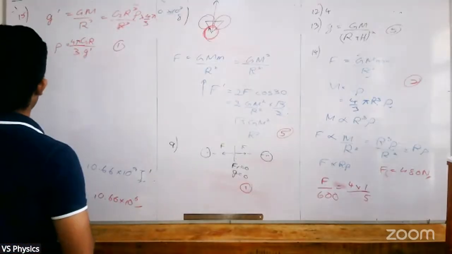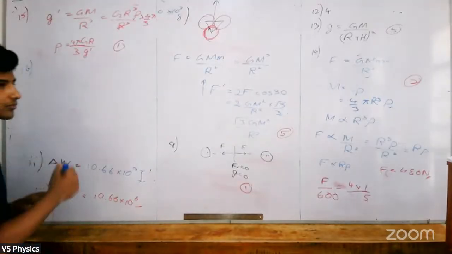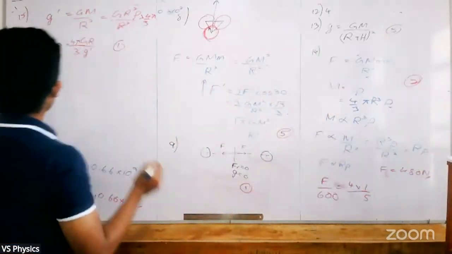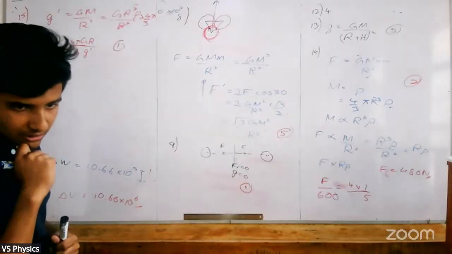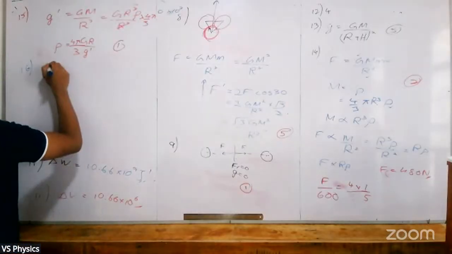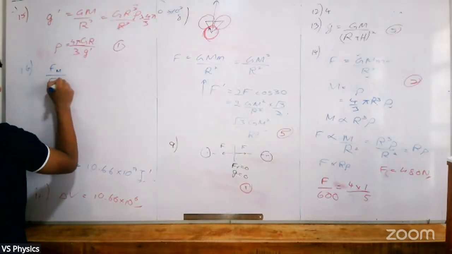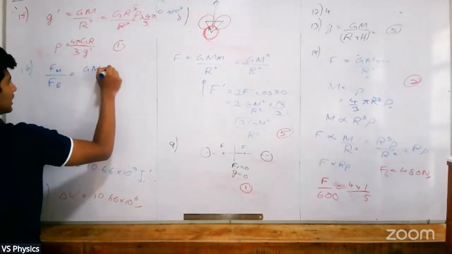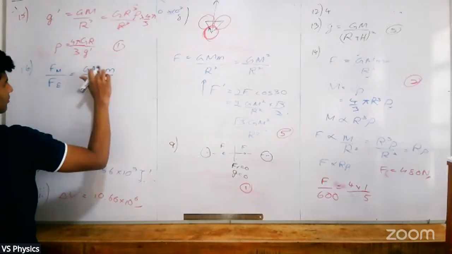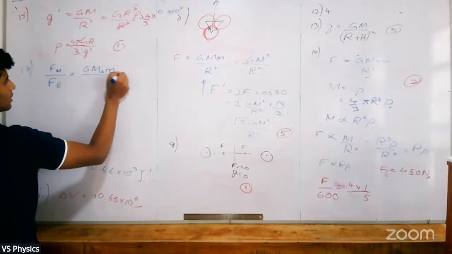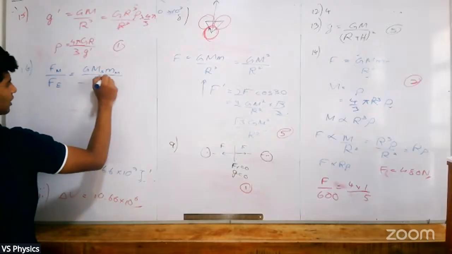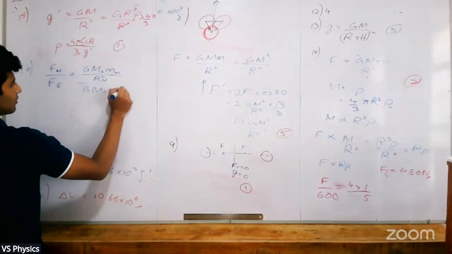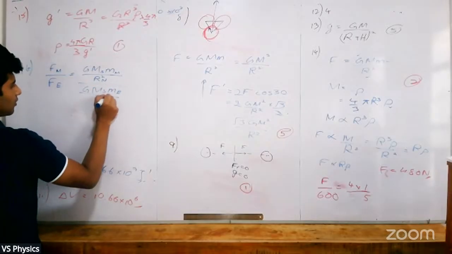We can do this. What can we do? 16th question first of all. What we can do is ask about gravitational force. Force of Mars divided by force of Earth is equal to G M of Sun, M of Mars divided by R squared, which is R of Mars, divided by G M of Sun, M of Earth divided by R of Earth.